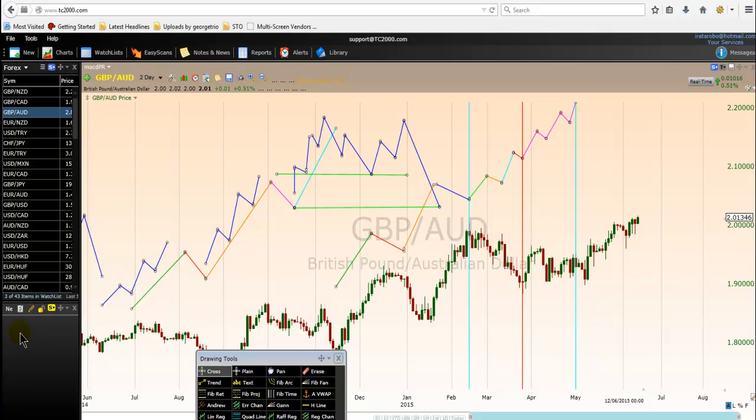So, we know that a sharp correction usually takes place when we have a fifth wave extension. The first scenario, the price may come back down in the form of a zigzag, 1, 2, 3, down to retest the low of the second minor wave of the fifth wave itself. And that will be the end of the correction.